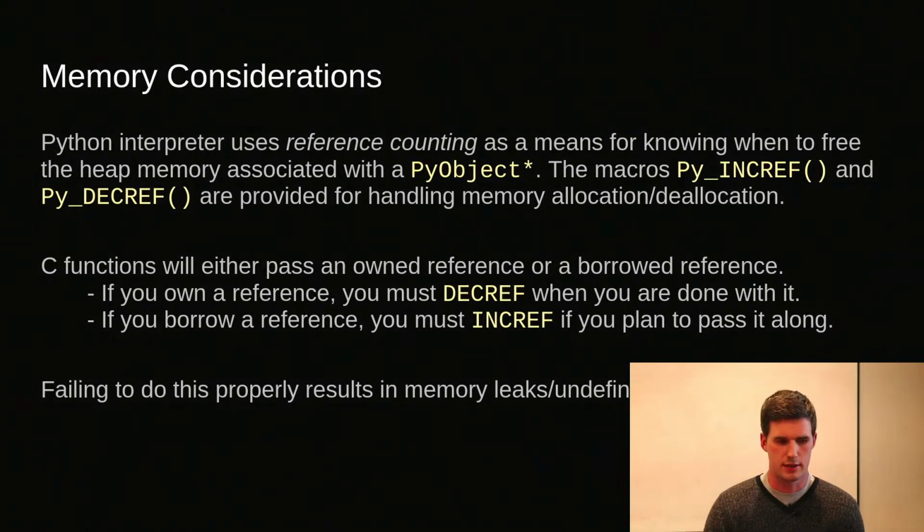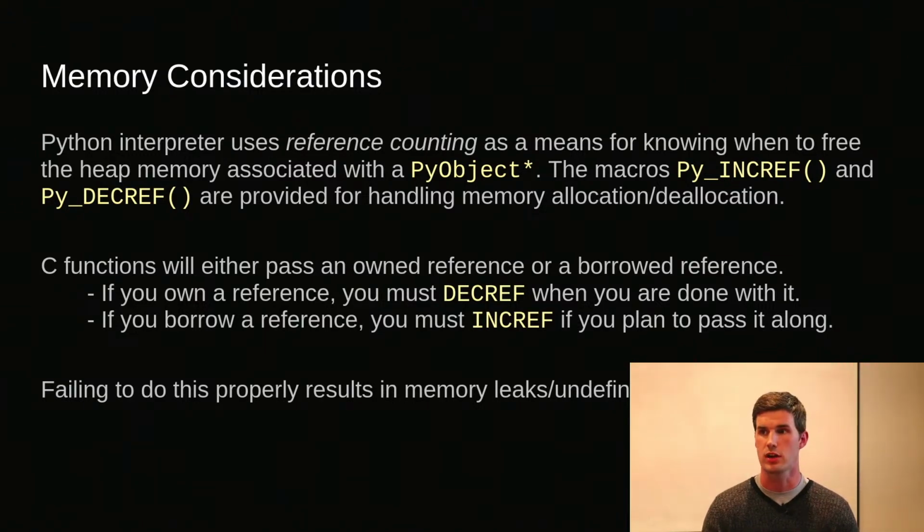Okay, memory considerations. As we saw on some of those examples earlier, Python uses this concept of reference counting, and it uses reference counting as a means to determine when an object that's available in the interpreter needs to actually be freed from memory. All PyObjects are heap allocated, and there are macros included in the CPython API for increasing the reference count and then decreasing the reference count. So when you're writing in C, you need to recognize that you're handling memory allocation by yourself.